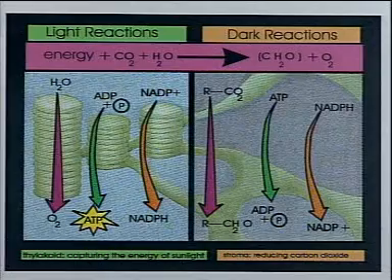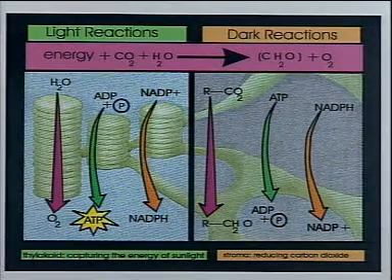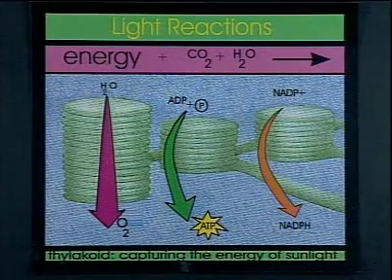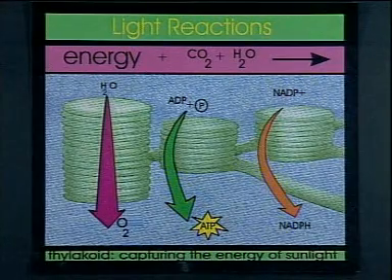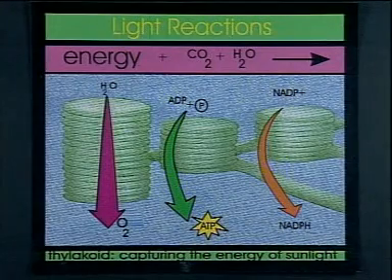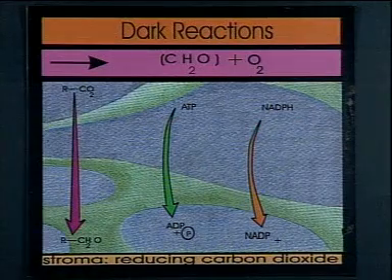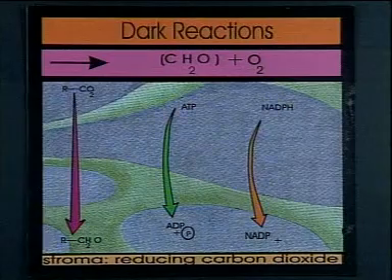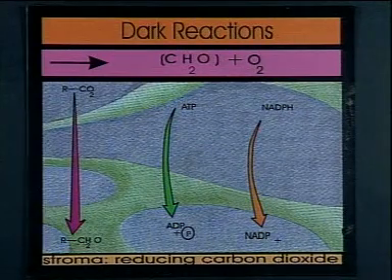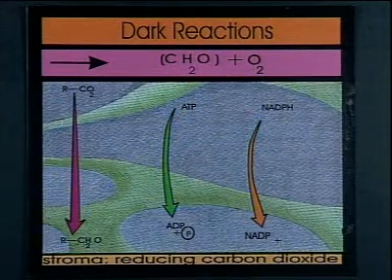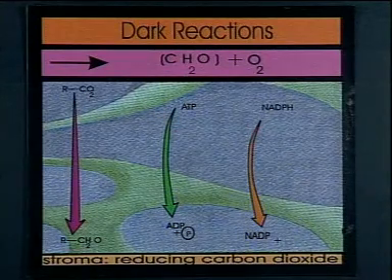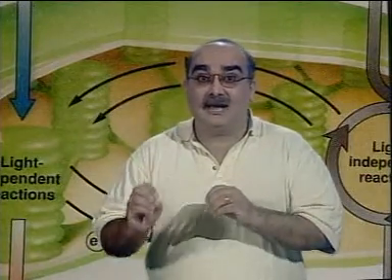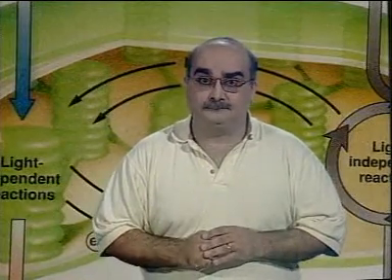Now, there are two distinct phases of photosynthesis. The first set of reactions, which takes place in the thylakoid, is called the light-dependent reactions, or simply light reactions. The second set of reactions, which takes place in the stroma, is called the light-independent reactions, or dark reactions, because they do not utilize solar energy. Now we shall discuss the light-dependent reactions in some detail.